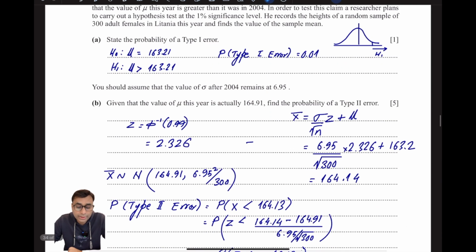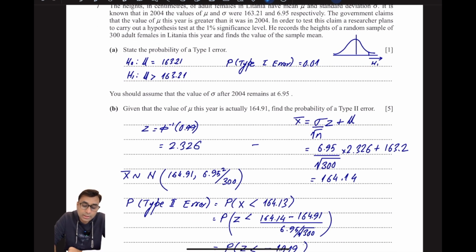We are looking for an increase for the mean. So obviously my null hypothesis is 163.21 to be the mean value of the heights of the females, and H1 would be mu is greater than 163.21. You should assume that the value of sigma after 2004 remains at 6.95. So we can assume that later on the value of standard deviation did not change. Now, given that the mu is actually 164.91, calculate the probability of type 2 error.